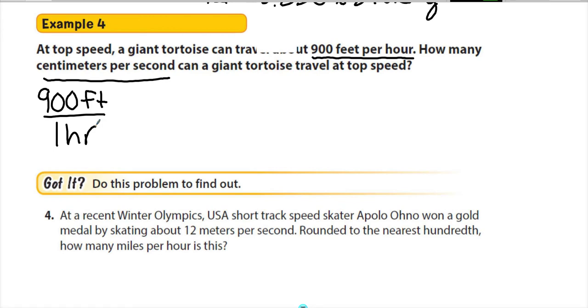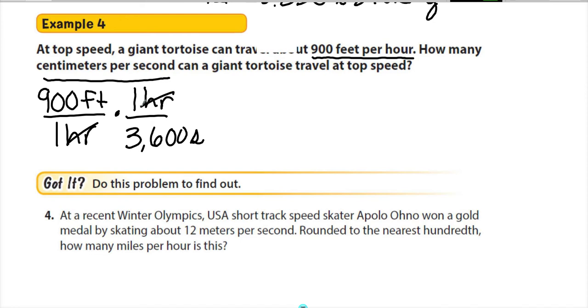So we need to figure out how many seconds are in 1 hour again, which is going to be 3,600. So in 1 hour, there's going to be 3,600 seconds. Sorry, 3,600 seconds. There we go. All right, so that's going to cancel the hours out. So now we at least have it in feet per second.